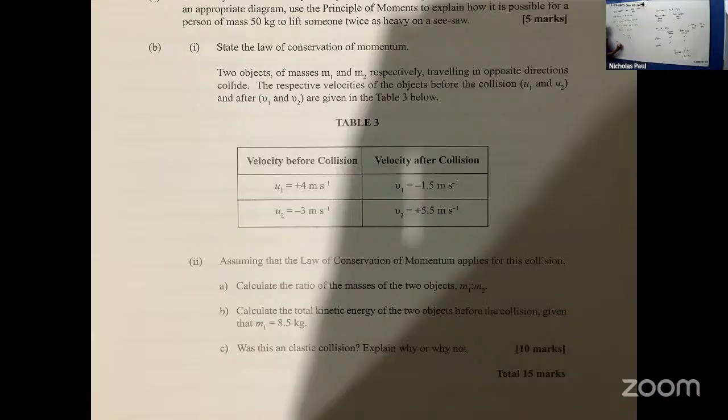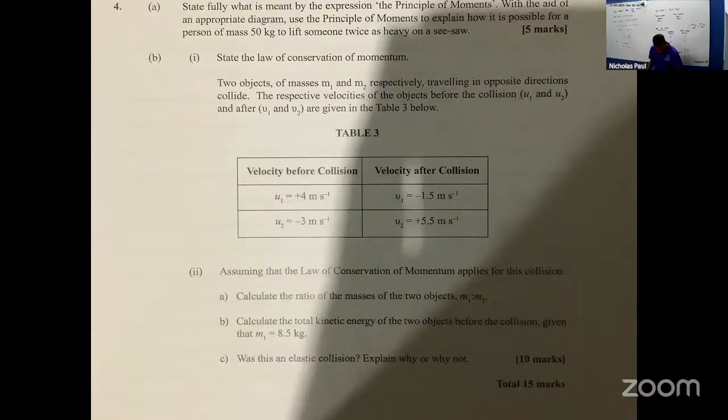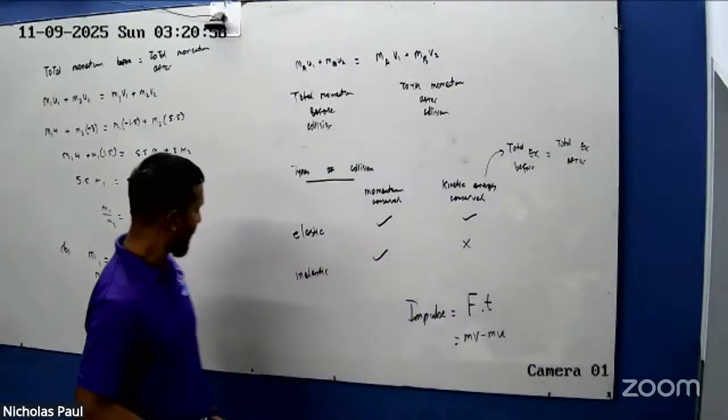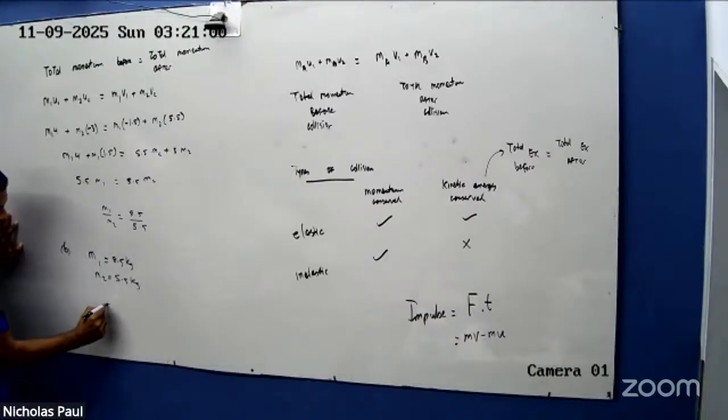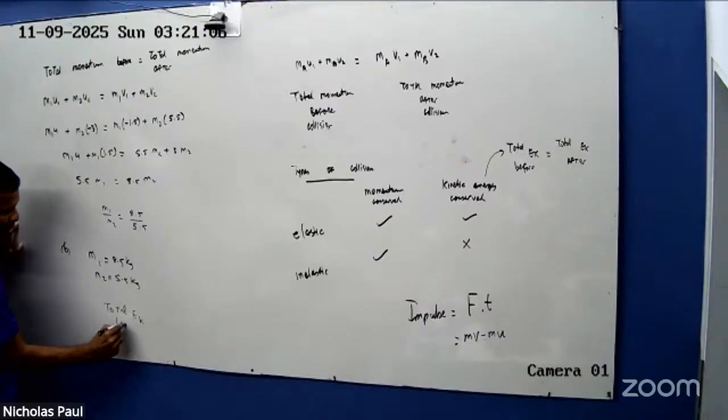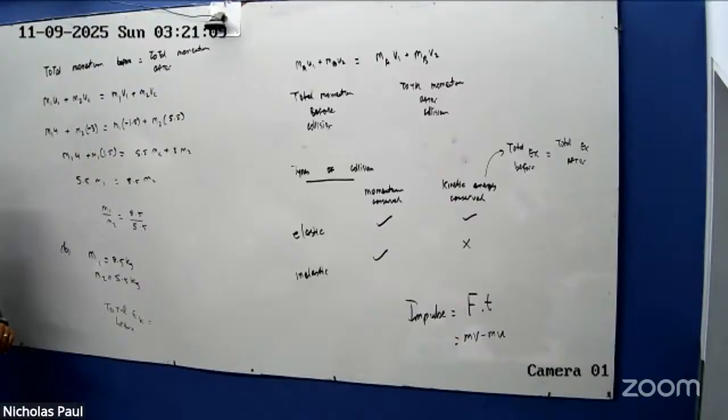Right, part B, they told us that M1 is 8.5 kilograms. So if you plug it in there, you'll get M2 as 5.5 kilograms. Right, so after you do that, was the collision elastic? Oh wait, no. We had to get the total kinetic energy before, and was it elastic? So we're going to try to find the total kinetic energy before.